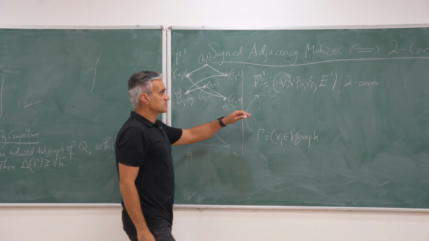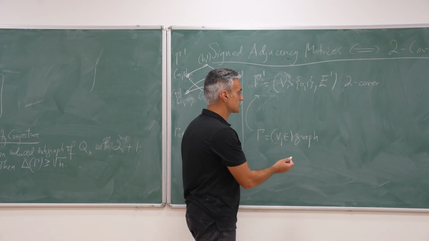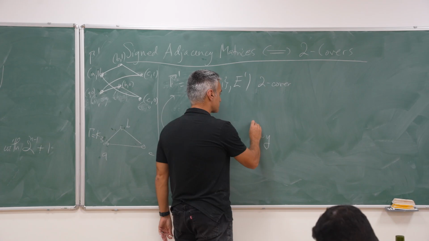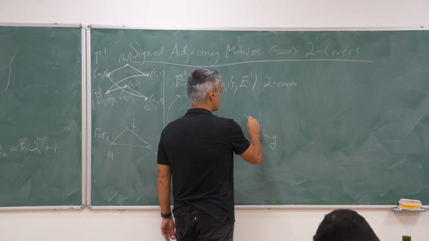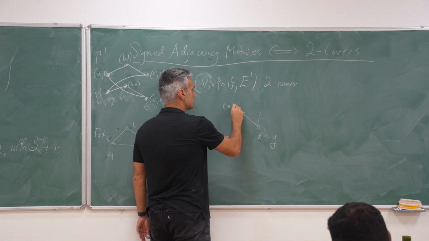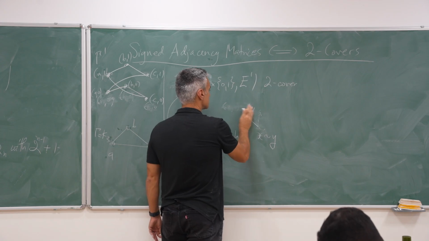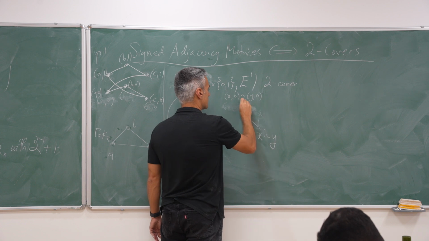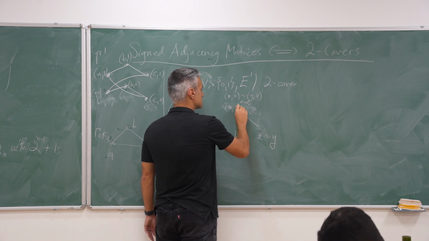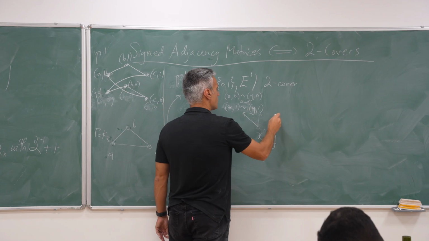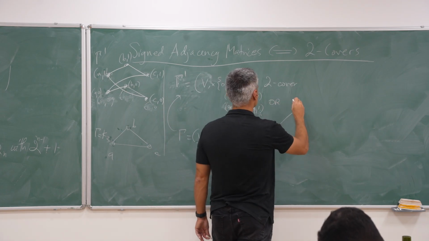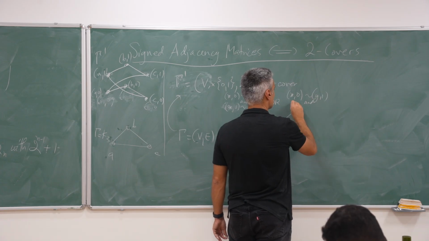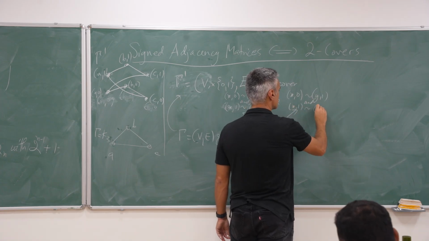So the vertex set is this, and then the edges: if X is adjacent to Y, that means you have 2 possibilities. Either X0 is adjacent to Y0, and X1 is adjacent to Y1, or you have X0 adjacent to Y1 and X1 adjacent to Y0.